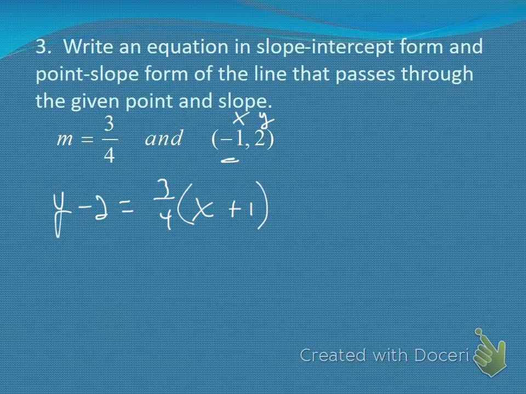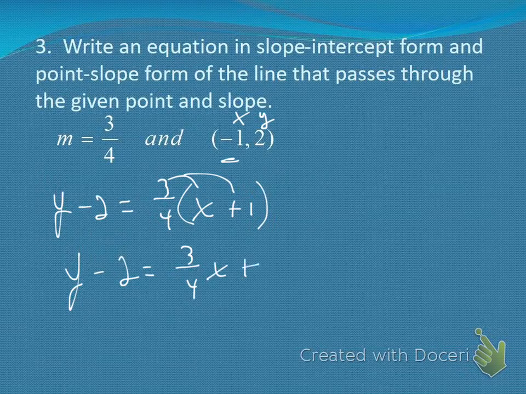To get it in slope-intercept form, we've got to distribute here. So we go y minus 2 equals 3/4 x plus 3/4. Right? Because 3/4 times 1 is 3/4. No problem. No reason why that can't be 3/4. There is a 3/4 on the y-axis if that is indeed your y-intercept. So now, we've got to add the 2 over.